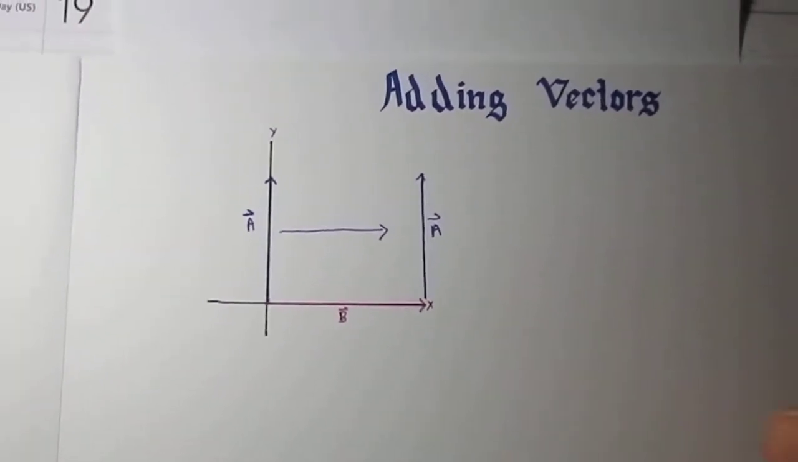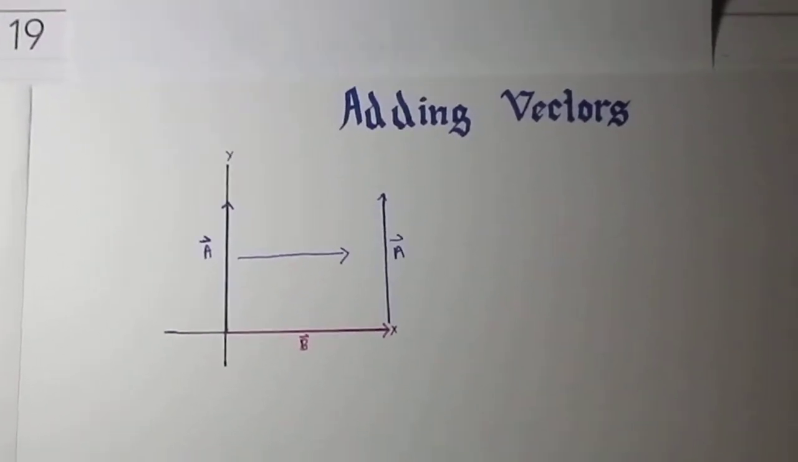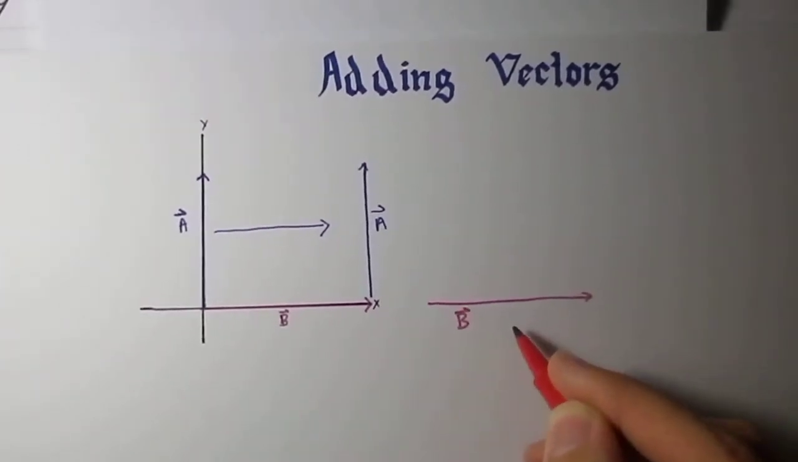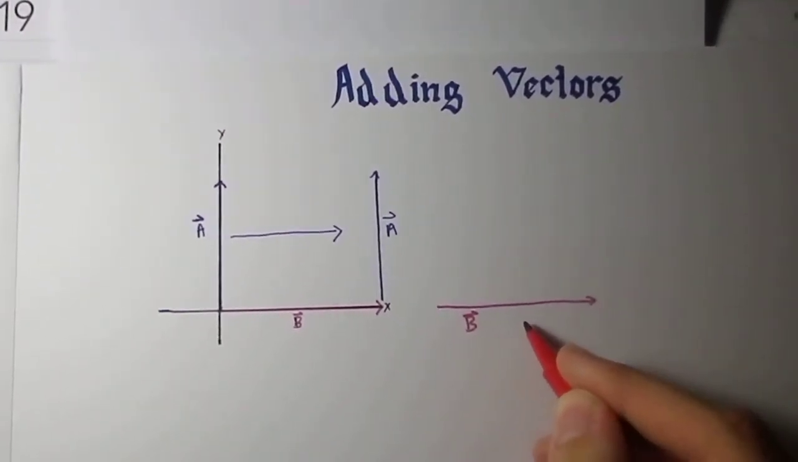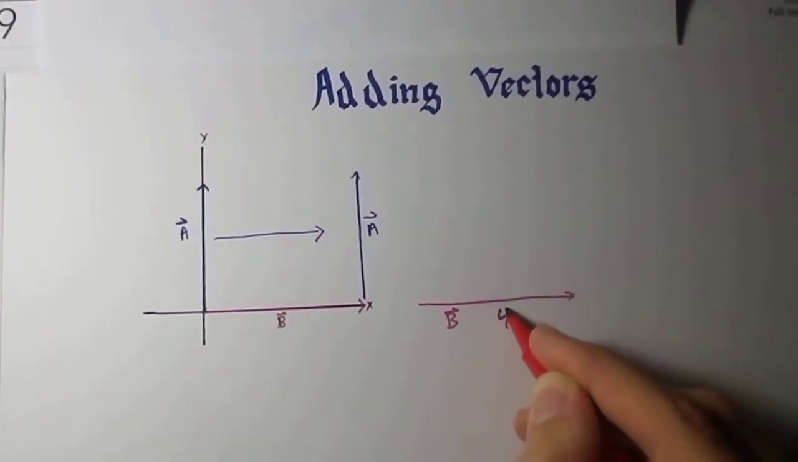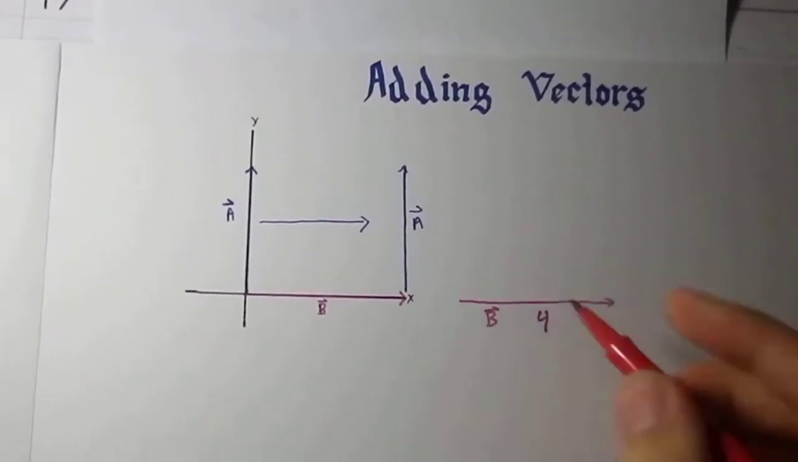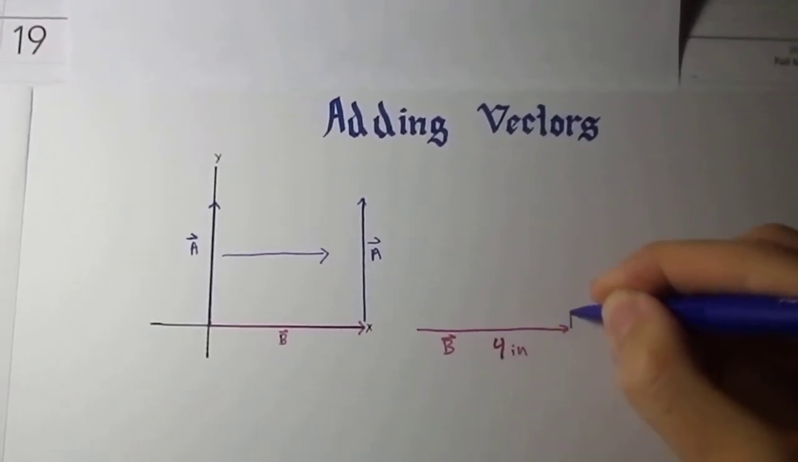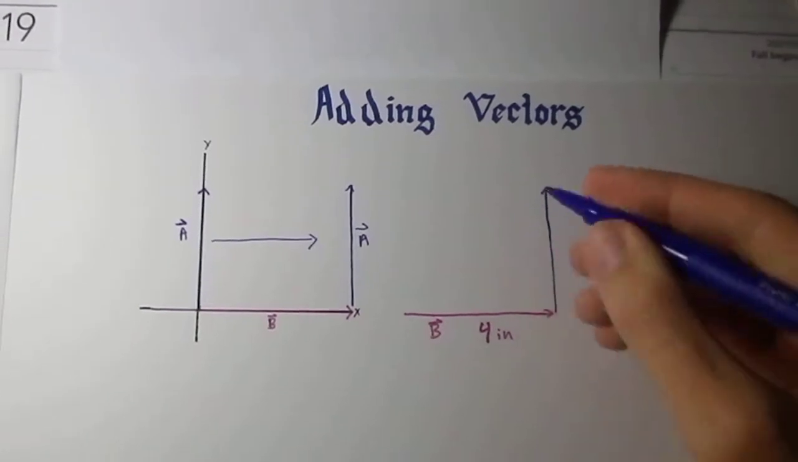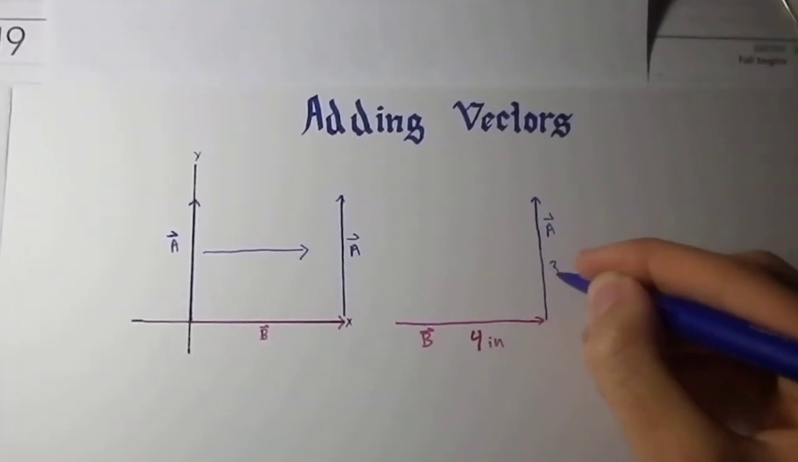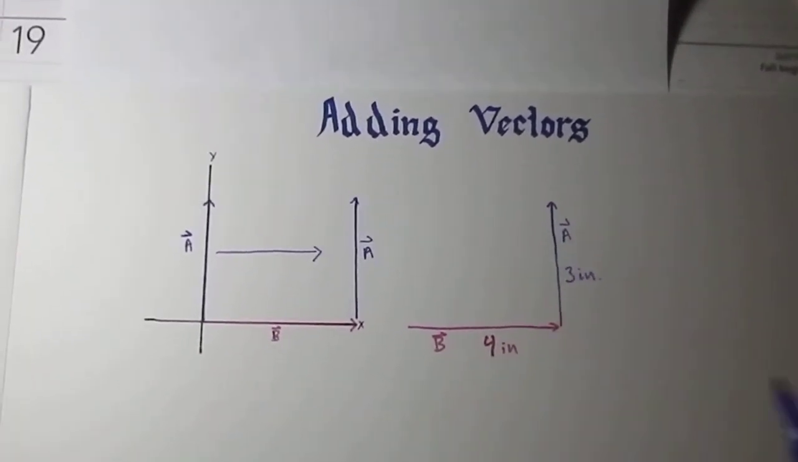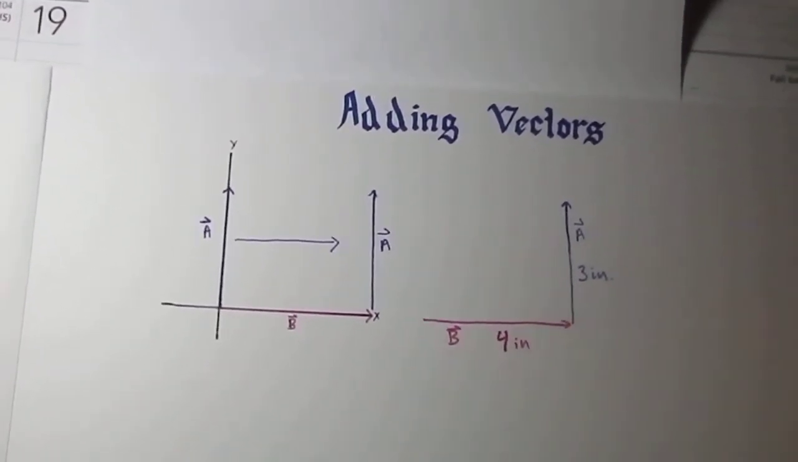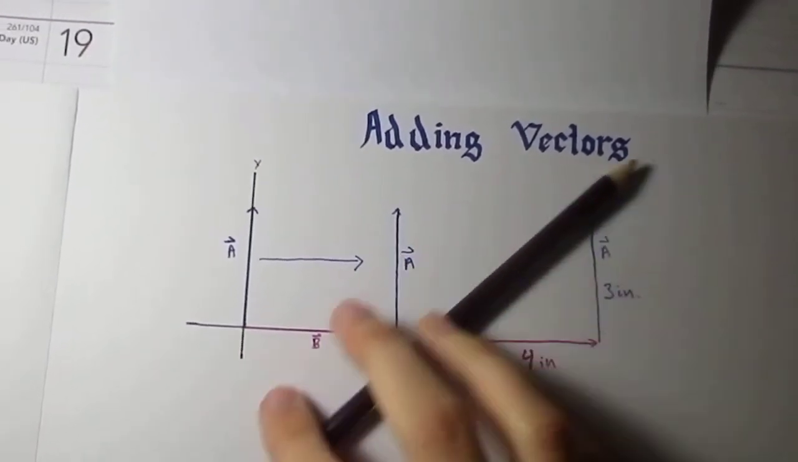So let's redraw this and have vector B in the x direction this way. Now vector B is going to be 4. So never mind about the units right now. Okay, I'll just put inches. And then vector A, so this is more like a scale model. Okay, this is going to be 3 inches. Alright, so now since we're in a head-to-tail manner, what about the resultant vector?